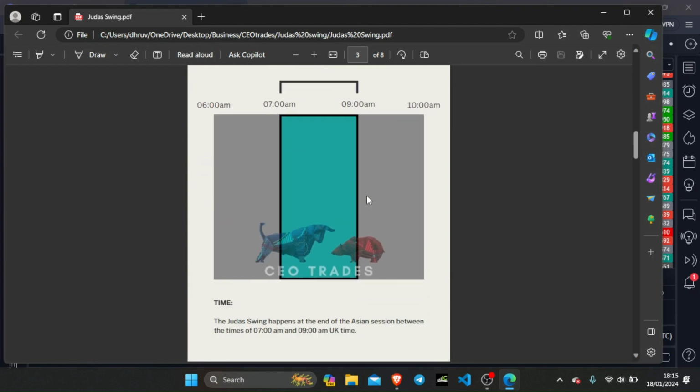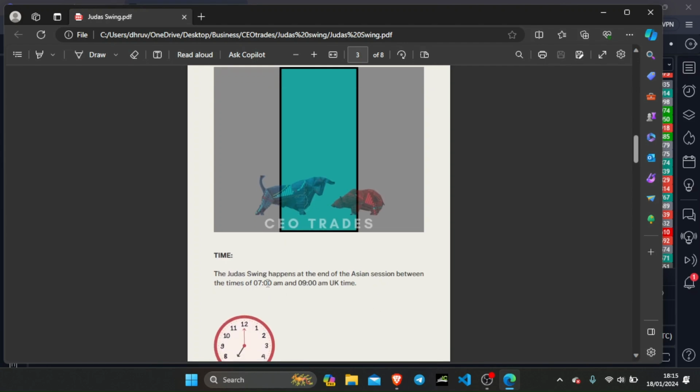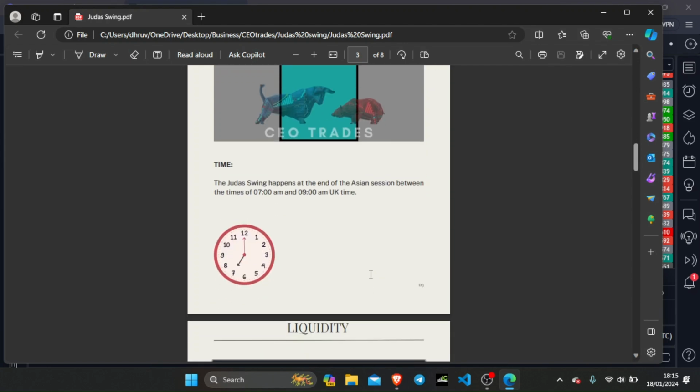So now that we've got the directional bias, the next thing to understand is that the Judas swing happens at the end of the Asian session between 7 AM UK and 9 AM UK time. So that's our trading window.